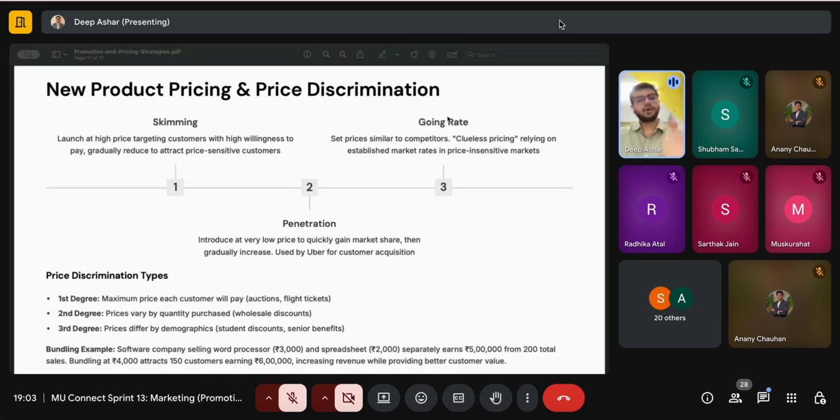So previous segment, I hope all of you understood what those 7 pricing techniques are. If you have any doubt, let me know. I can proceed after that. Okay, I'm assuming no doubts.